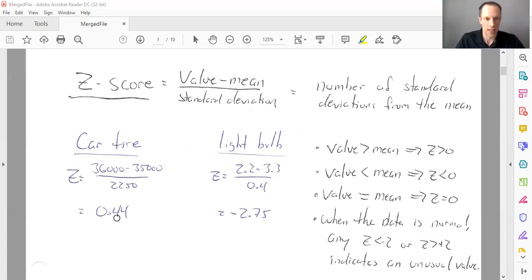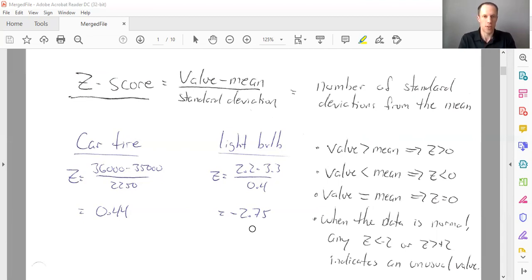Now, in this case, you could see the car tire is only 0.44 standard deviations away from the mean. Not unusual at all. However, the light bulb, which is 2.75 standard deviations below the mean, is pretty far away from the mean. It's out there in that region where only 5% of the data would fall. And so we would say that's a pretty unusual thing. And so the light bulb would be considered an unusual event here if it only lasted 2.2 hours.